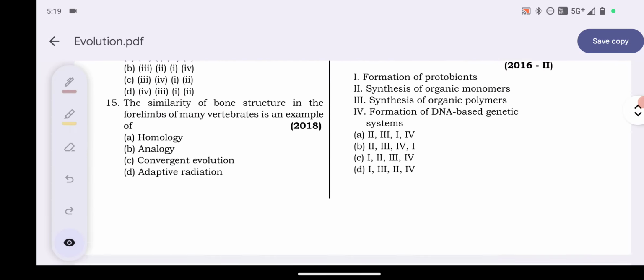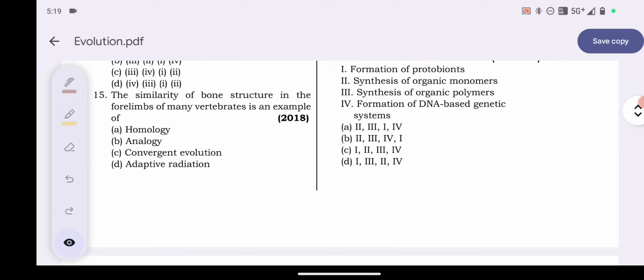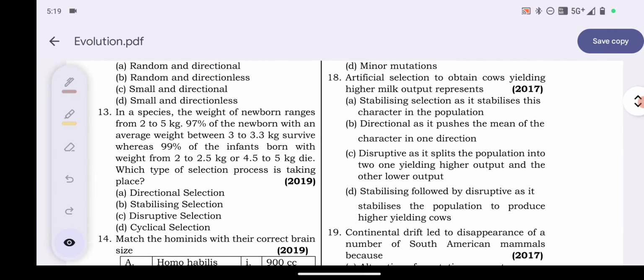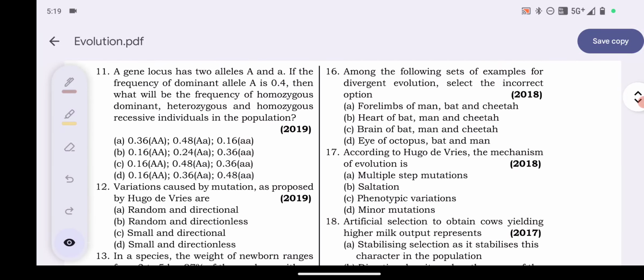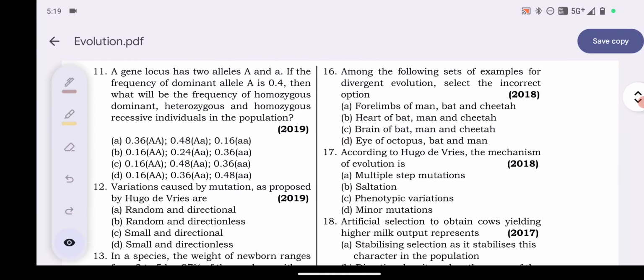Question number 15. The similarity of bone structure in the forelimb of many vertebrates is an example of homology, analogy, convergent evolution, adaptive radiation. So here the answer will be option number A, homology. Homologous organs such as tetrapod forelimbs are physically identical but functionally distinct, indicating common ancestry. So A option is the answer. Next is 16. Among the following set of examples for divergent evolution, select the incorrect option.